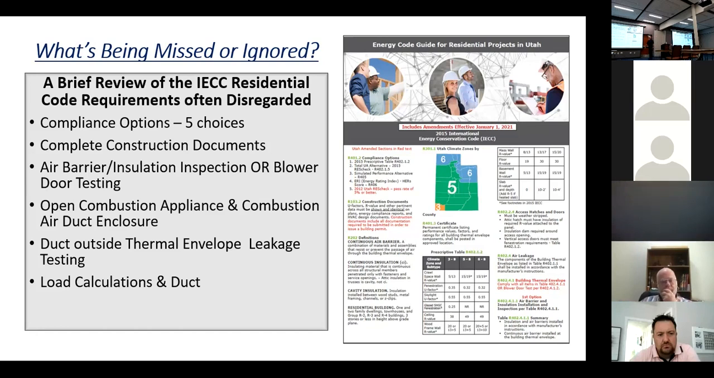Duct leakage outside thermal envelope. And it's not just leakage, but it's heat loss and heat gain. Putting ducts in the attic is ridiculous. And the HVAC load calculations.